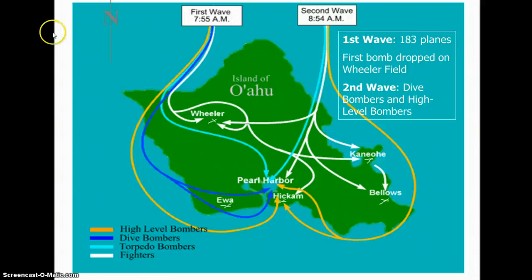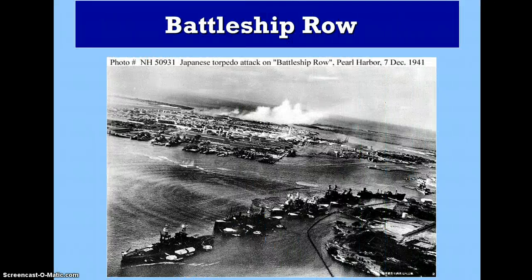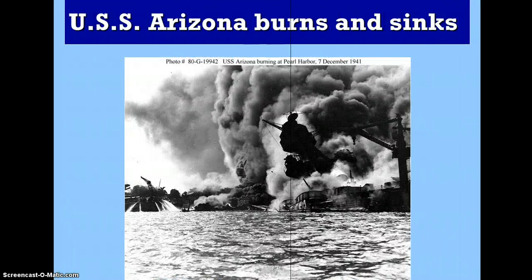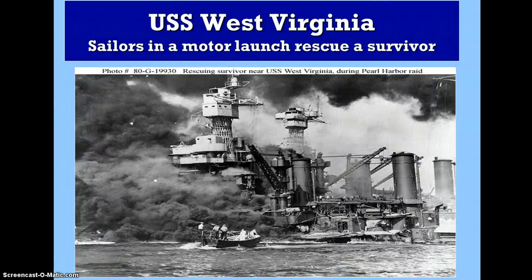So one place I want you guys to put down is Wheeler Field. I'll show you a picture of that, but that's where we stored our gasoline, right, our fuel. I want you guys also to put down Battleship Row for where they attacked, because look how our ships are lined up in a row, and it made it easy for the Japanese to destroy them one after the next. They also attacked, here's the ships that were sank.